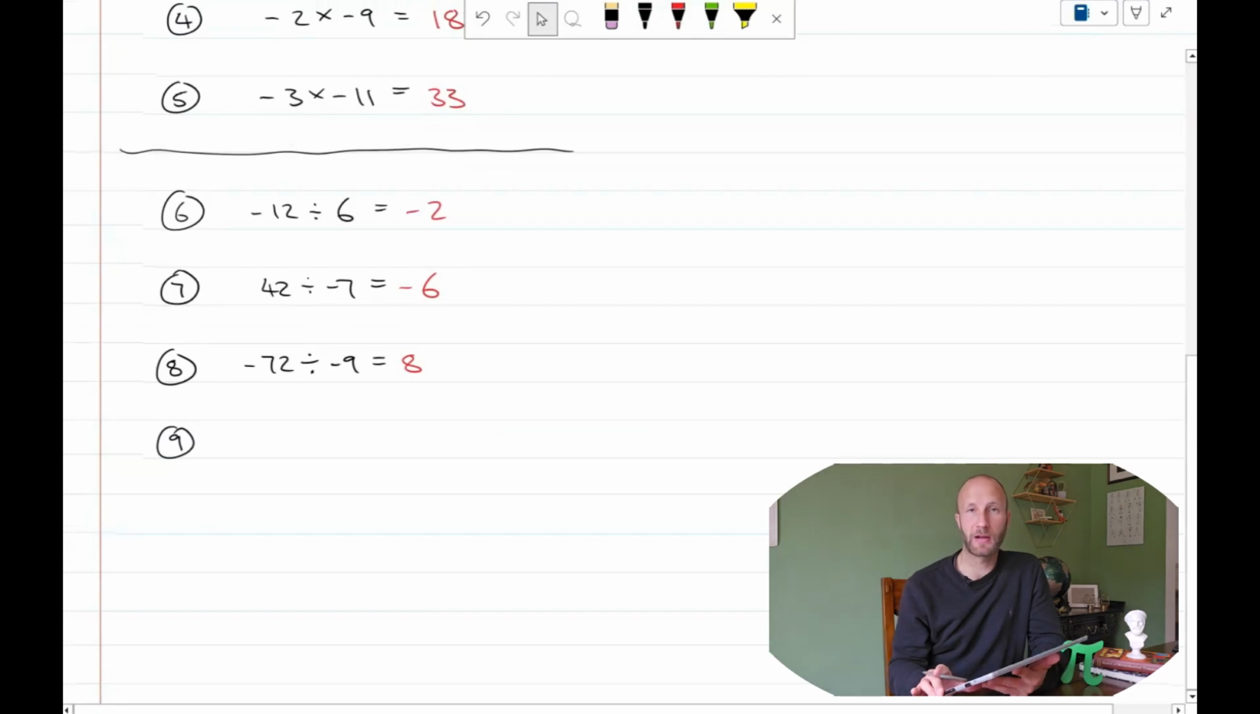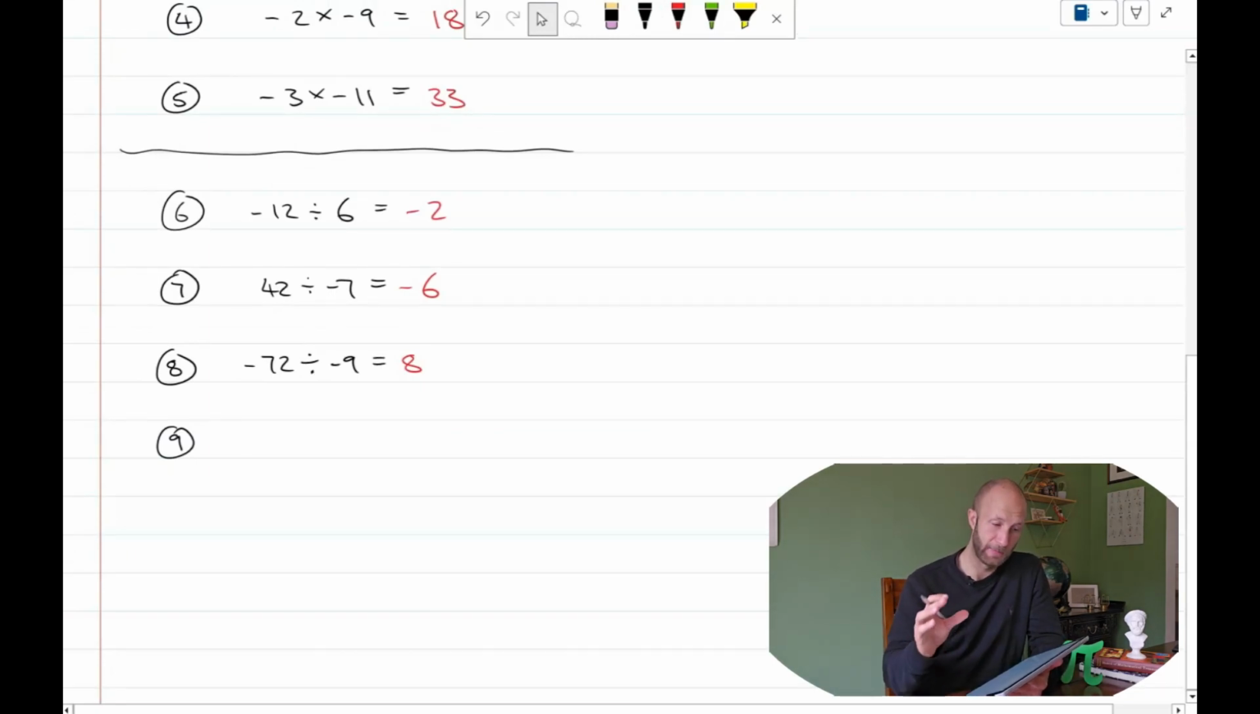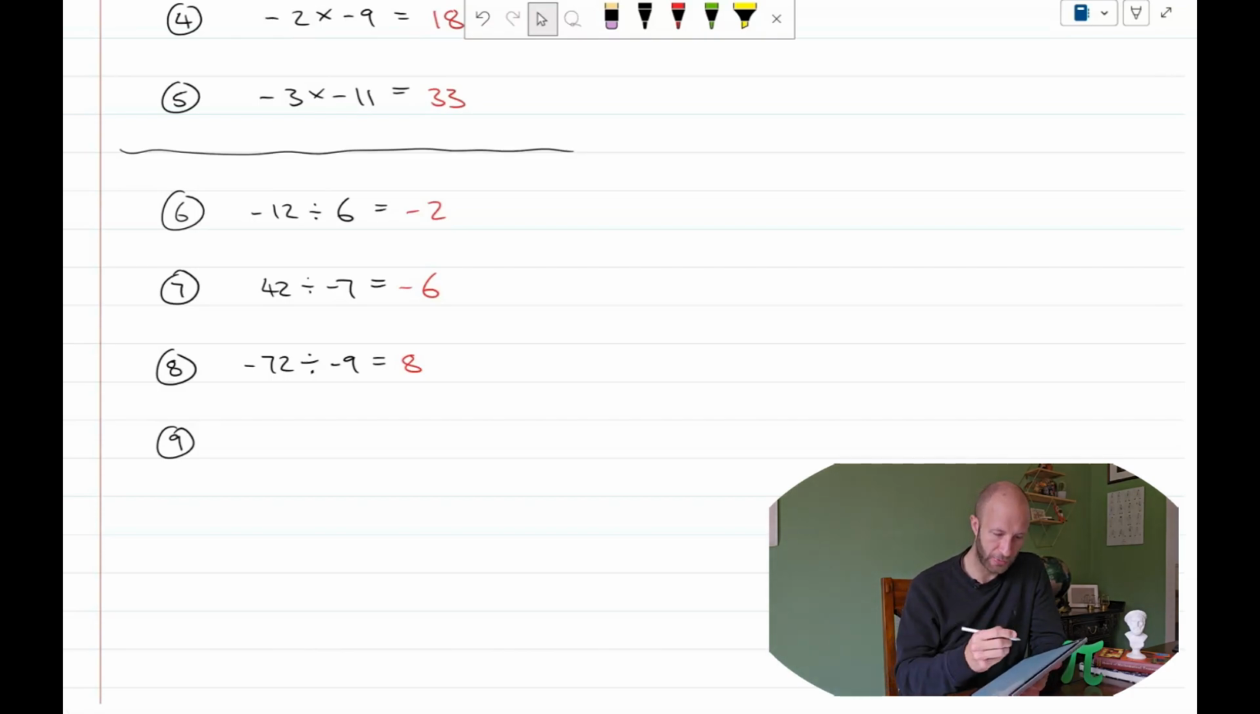Always include signs in your calculation, and that will give you the sign in your answer. And if you get good and confident with this, it will play a massive part in algebra, solving equations, all the really important things that you need it for. Let's do a couple more.